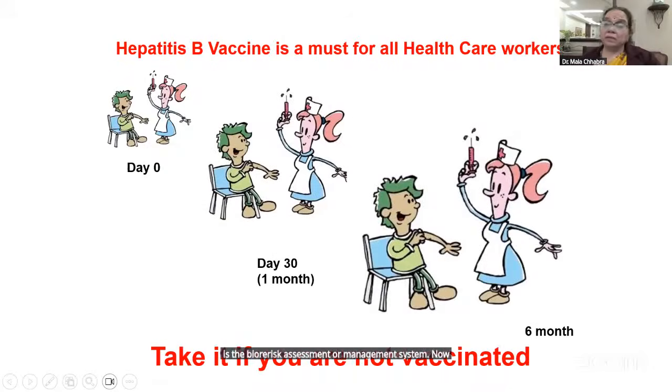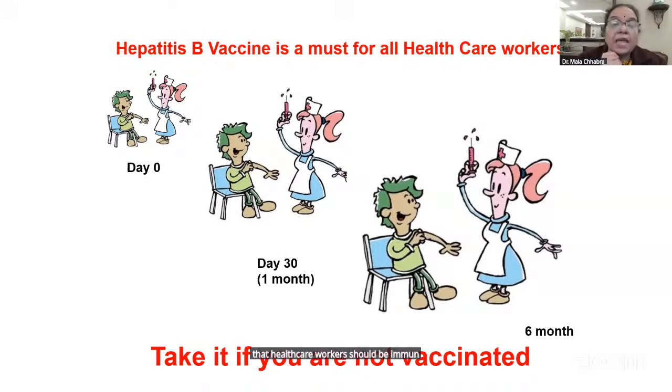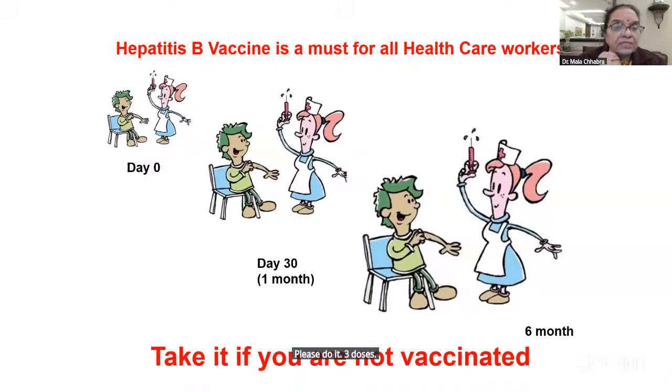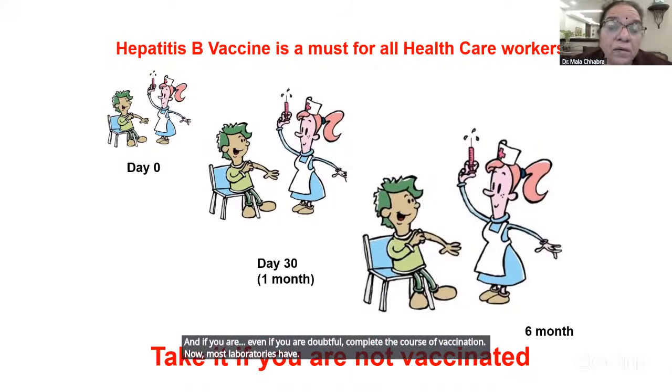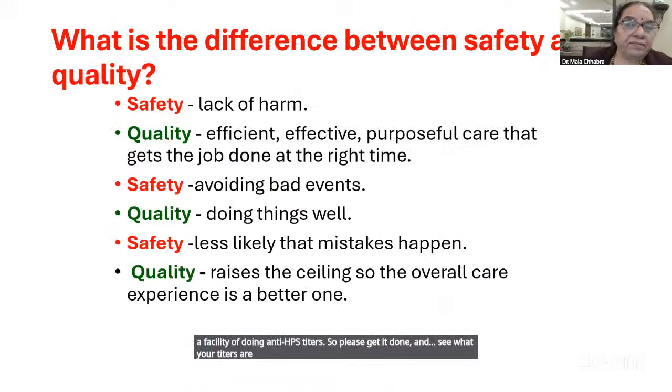Now, coming to another important aspect, the occupational aspect, is that healthcare workers should be immunized. And hepatitis B vaccine, if you have not taken it, please do it. 3 doses, day 0, 1 month, and 6 months. And if you are doubtful, complete the course of vaccination. Now, most laboratories have a facility of doing anti-HBs titers. So please get it done and see what your titers are and if you need to repeat the vaccination.